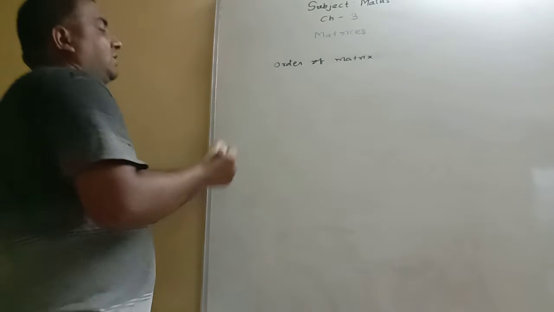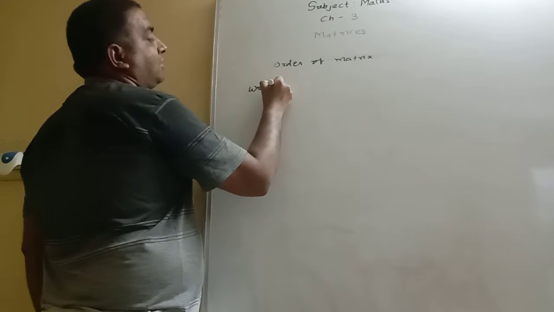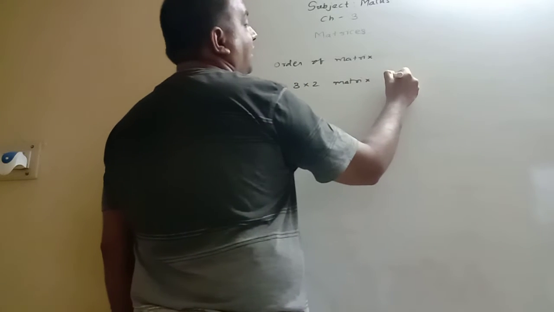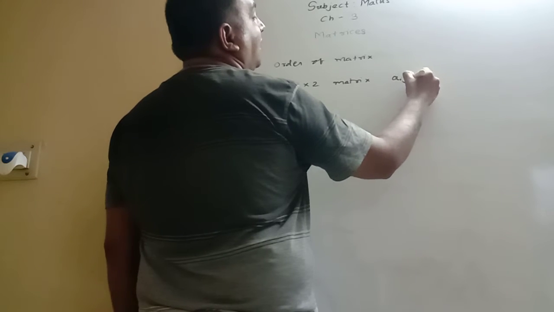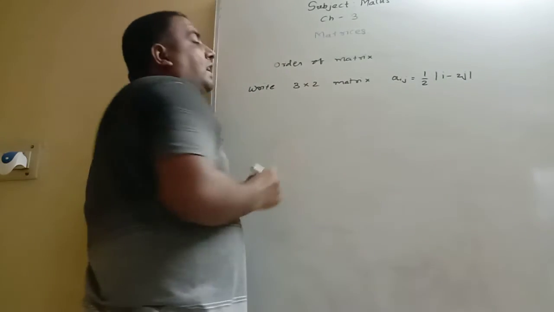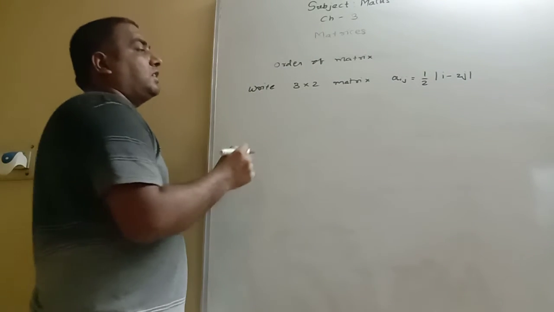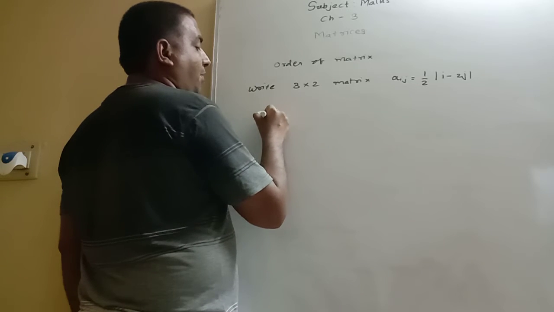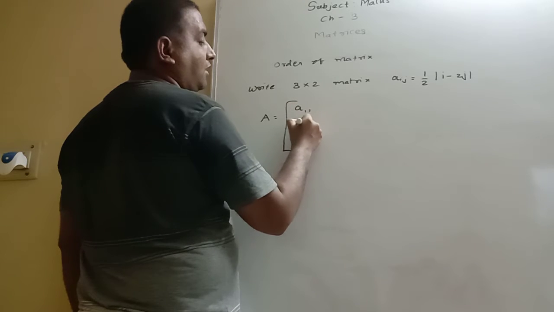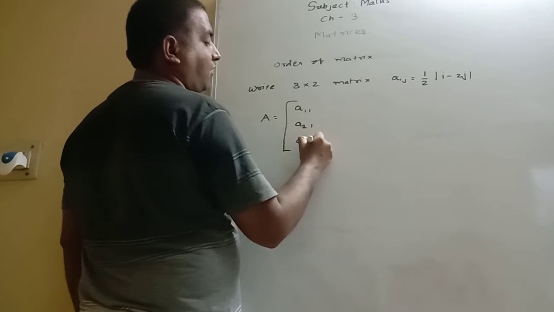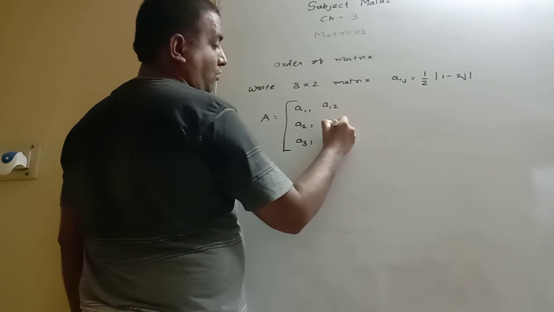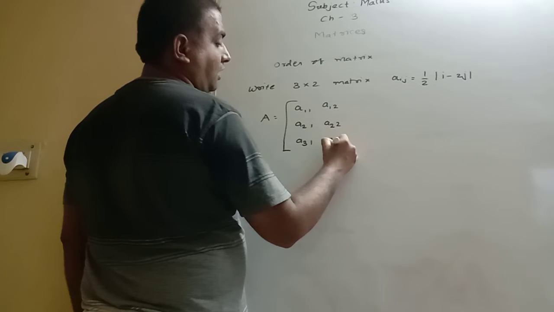Suppose we have the question: write a 3 cross 2 matrix such that Aij equals 1 by 2 times the modulus of i minus 2j. We have to write a 3 cross 2 matrix, meaning 3 rows and 2 columns. So the required matrix A has the elements A11, A21, A31, A12, A22, A32.